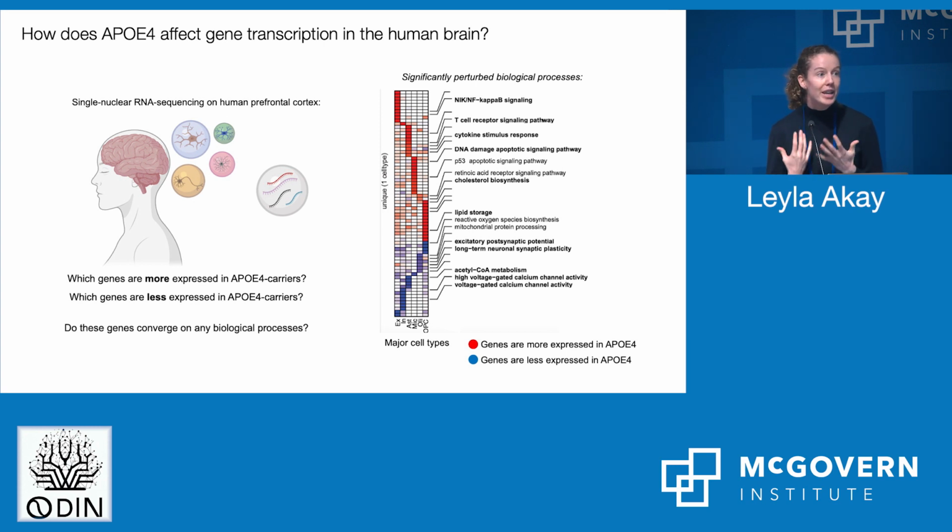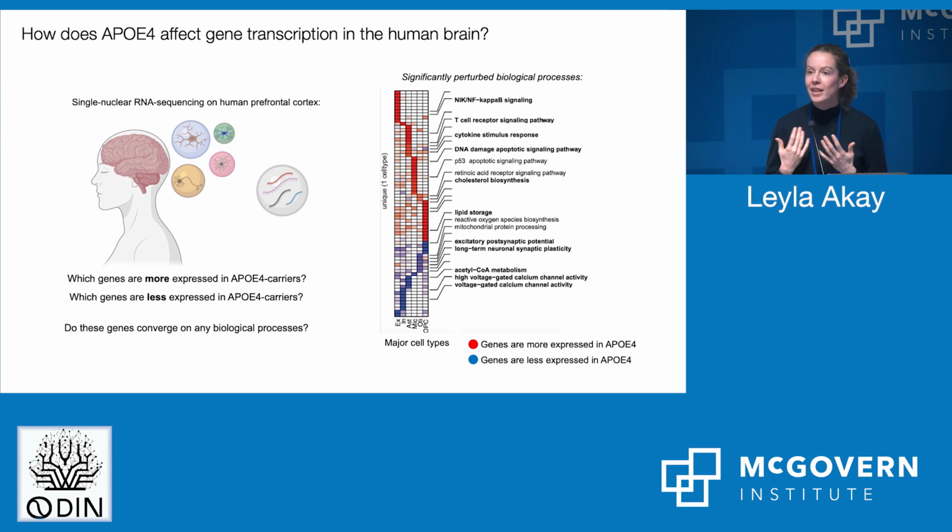The advantage of this technique is that we're able to isolate and capture individual nuclei from the human brain and then look at the gene expression of all the genes that exist in different cells. We can use this technique to ask, over about 48 individuals, which genes are more highly expressed in ApoE4 carriers, which genes are less expressed in E4 carriers, and importantly, do any of these genes that are differentially expressed between ApoE3 and 4 carriers converge onto any known biological processes or pathways?